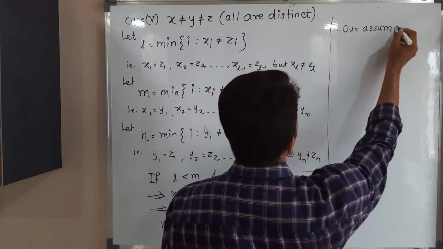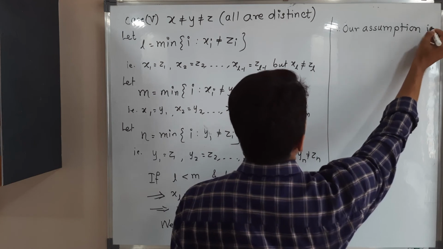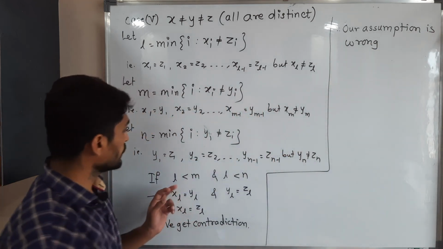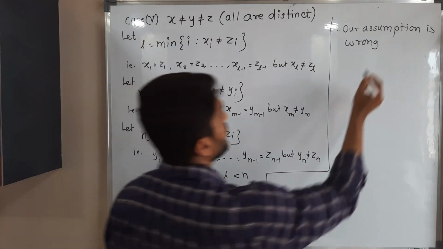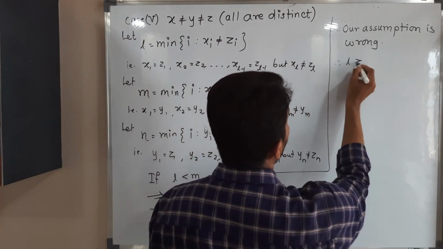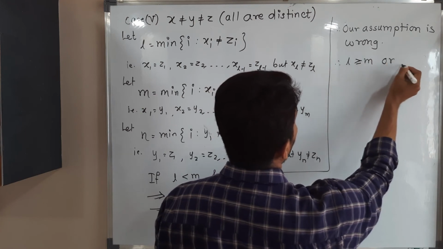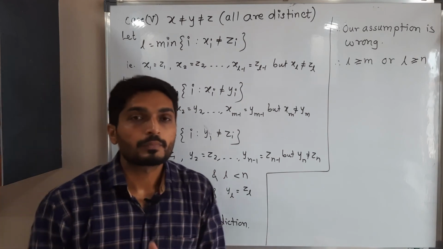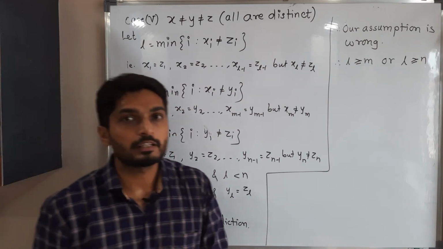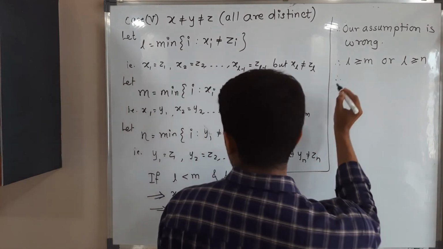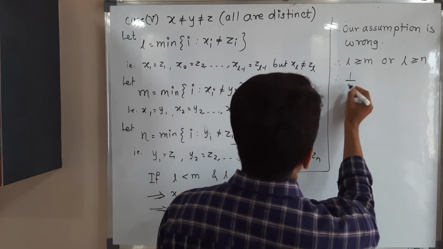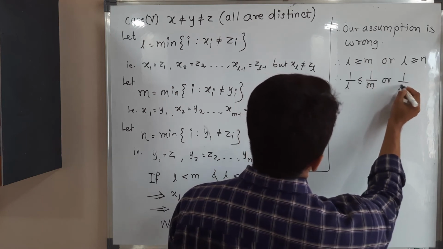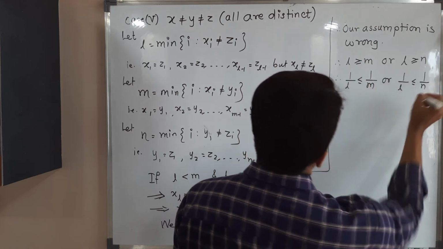Therefore, I will simply mention our assumption is wrong. So what was our assumption? Our assumption was L is less than m and L is less than n. So that is wrong. Therefore, L is greater than or equal to m, or L is greater than or equal to n, right? If I take reciprocal, the inequality will get changed. So we will have 1 upon L less than or equal to 1 upon m, or here also 1 upon L less than or equal to 1 upon n.